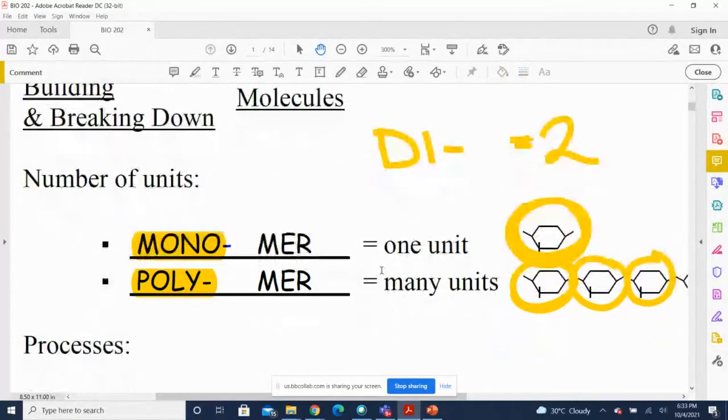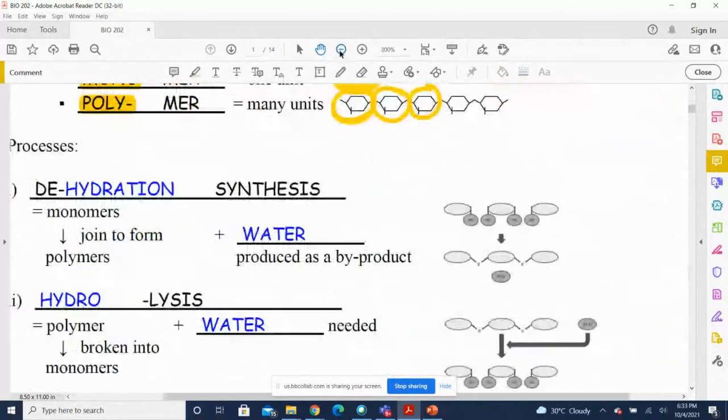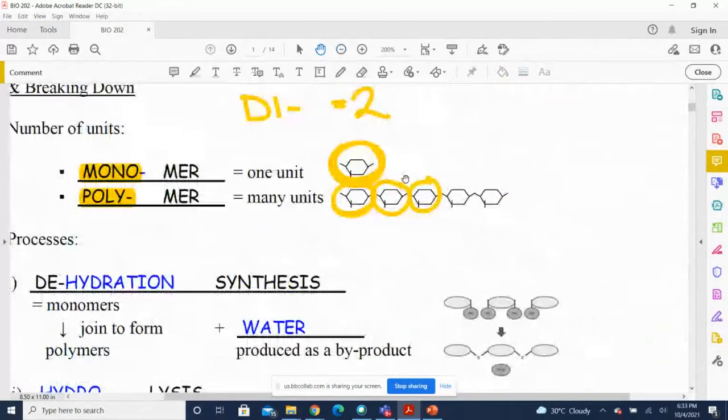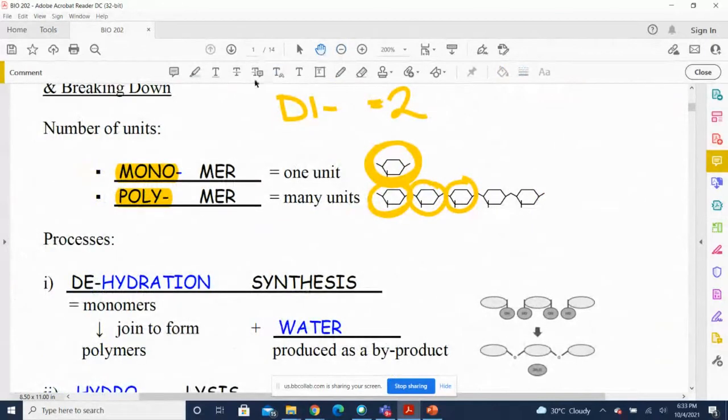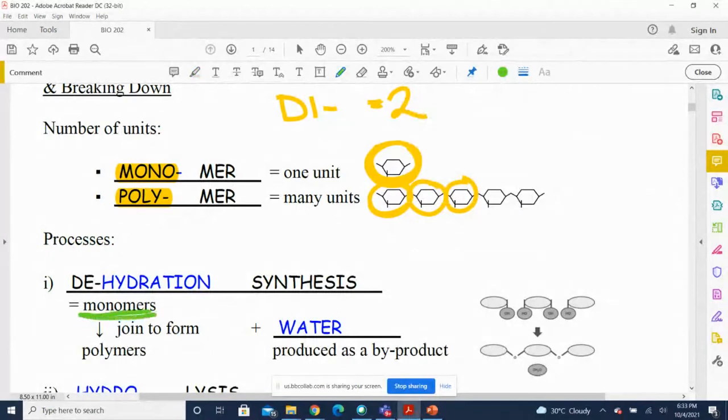A couple of processes are important for us to have an appreciation of, and on here I'm going to have to zoom out a little bit so that we can see everything that I want to show on one page. We're going to start with the process where we take monomers, such as here, individual units. These are not connected to each other, they're just floating around in the same neighborhood. And we're joining them together to form polymers.